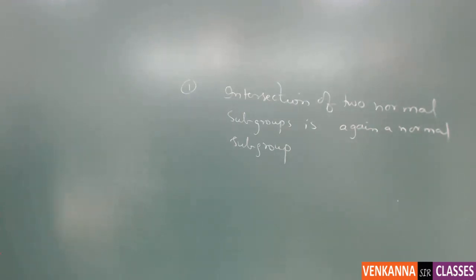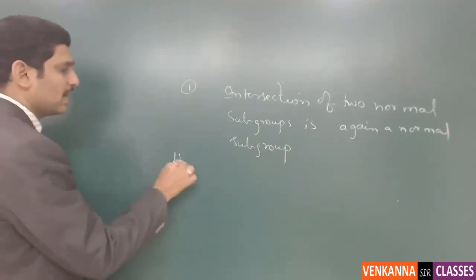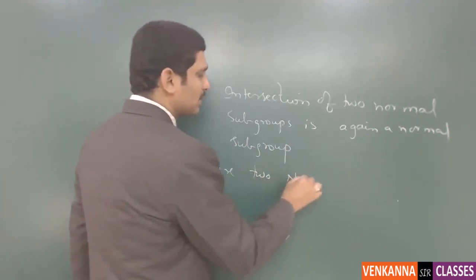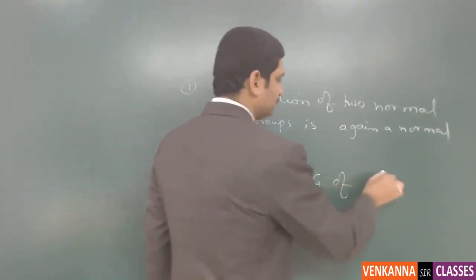Intersection of two normal subgroups is again a normal subgroup. It is a very easy proof. Can you try? If you understand how to prove the intersection of subgroups is a subgroup, the same kind of logic we apply here. I will show you. First of all, let us take H, K are two normal subgroups of G.